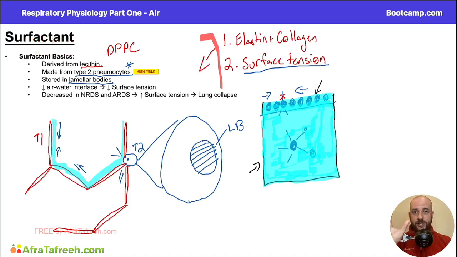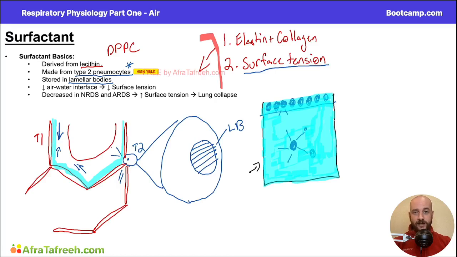That surface tension is contracting the surface layer of water, and that contraction is also contracting and collapsing the alveoli. And so surface tension is actually a collapsing force that is trying to collapse the alveoli and bring them to a smaller volume. And now we can bring surfactant into the picture.